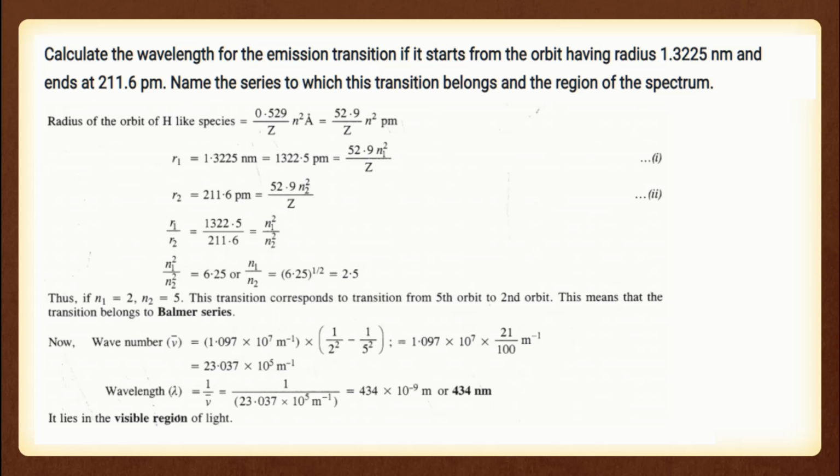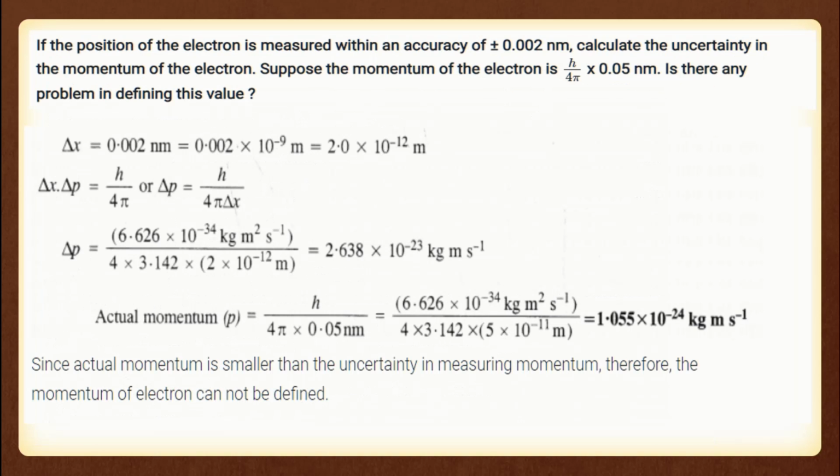Wavelength lambda is equal to 1 by nu bar, which is equal to 1 by 23.037 into 10 power 5 meter inverse, which is equal to 434 into 10 power minus 9 meters, or 434 nanometers. This lies in the visible region of the spectrum.